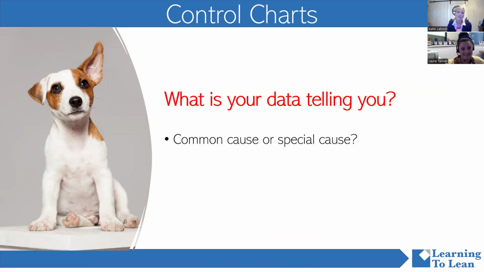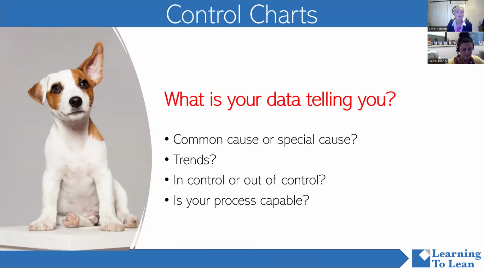So you want to look at your data and figure out, is it common cause or special cause? Again, common cause, gentle ebb and flow, it's good to go. Special cause means signal, the Batman signal, something's wrong. Do we have any trends that we can take advantage of? Is it in statistical control or out of statistical control? And is your process capable? Does it fall within what you deem capable at work or at home?